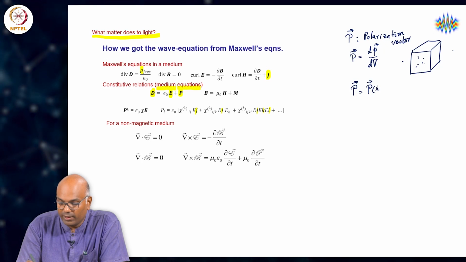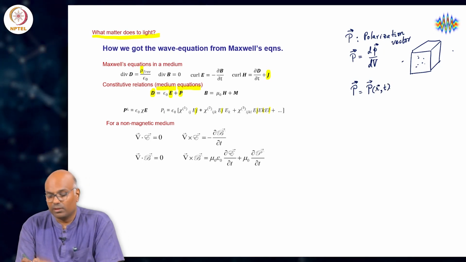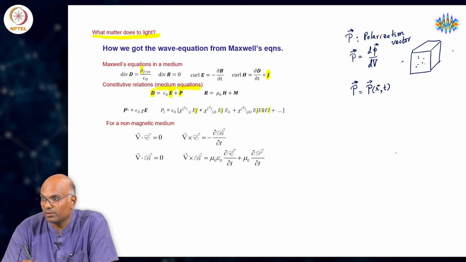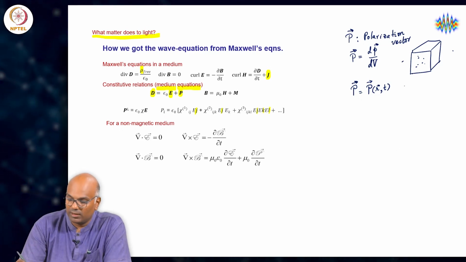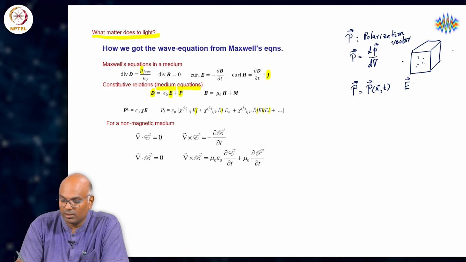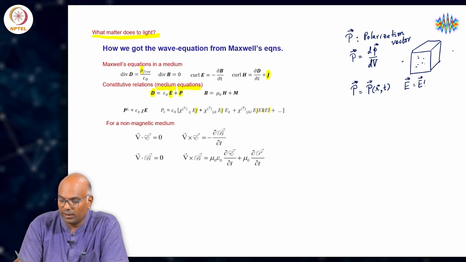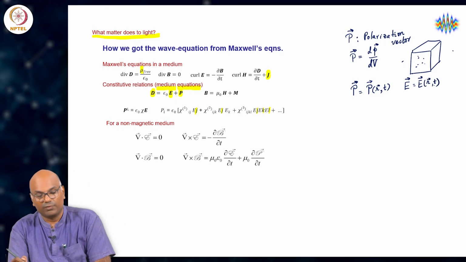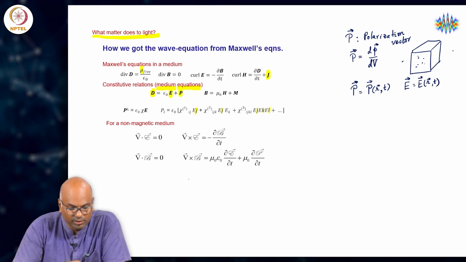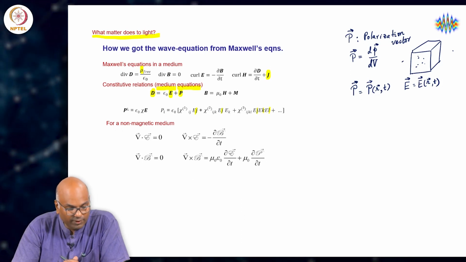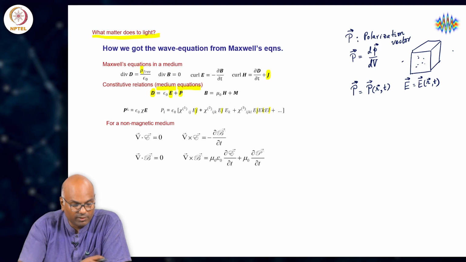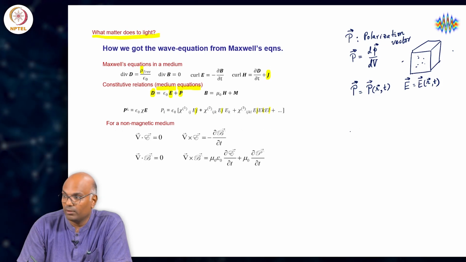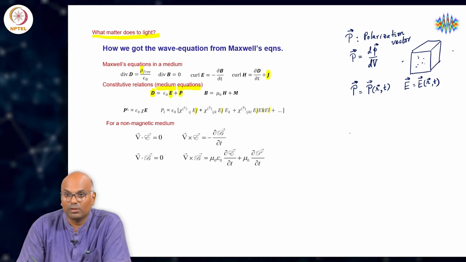So, the point that we want to be aware of and make here is that the polarization vector is also a function of both spatial and temporal variables, just as E, or for that matter D, are both functions of space and time, likewise H and B. The point that we should appreciate here is that in order to complete the loop, as I say, we need a relation between P and E.